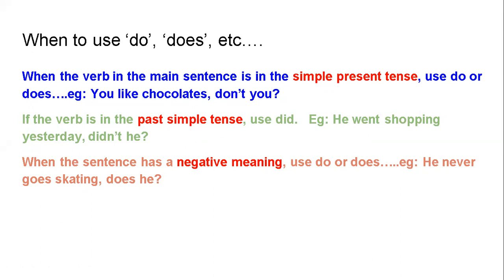If the verb is in the past simple tense, it's in the past tense, then you use the word did. Example, he went shopping yesterday, didn't he? Again, we're using a negative here, didn't, because this part is positive. The third case, when the sentence has a negative meaning, use do or does. For example, he never goes skating, does he? He never goes skating. It's a negative meaning. So you use does.